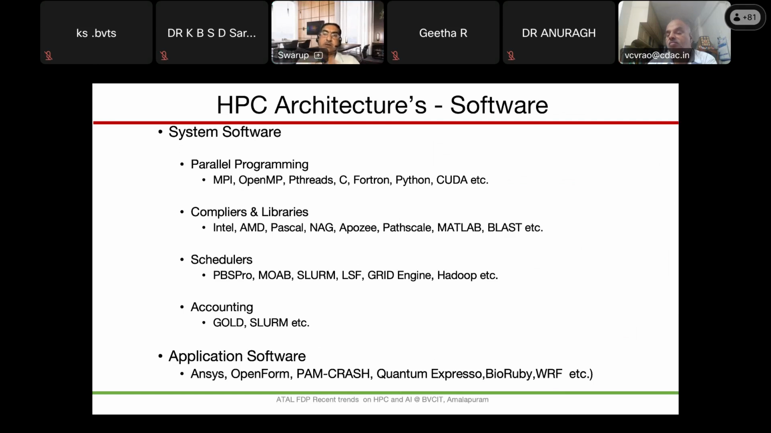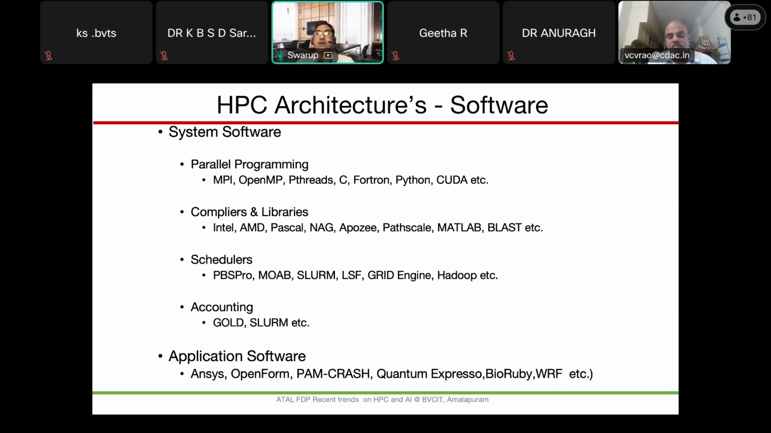So come back to the system software. We have seen the building blocks. Say you have the CPUs, the GPUs, the parallel file systems, the interconnect, and the management network. You have the login nodes, the access nodes, and the visualization nodes. Now, what is it that these nodes contain?